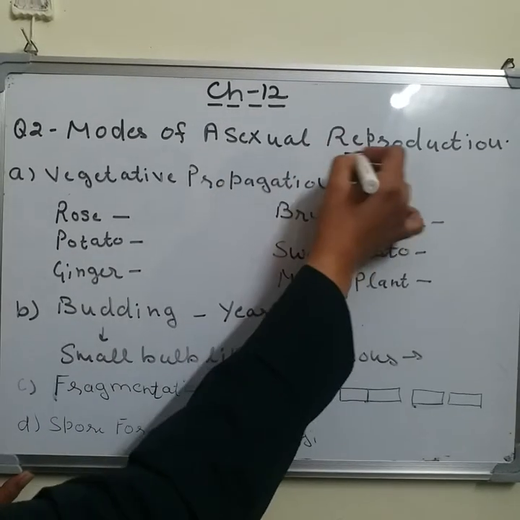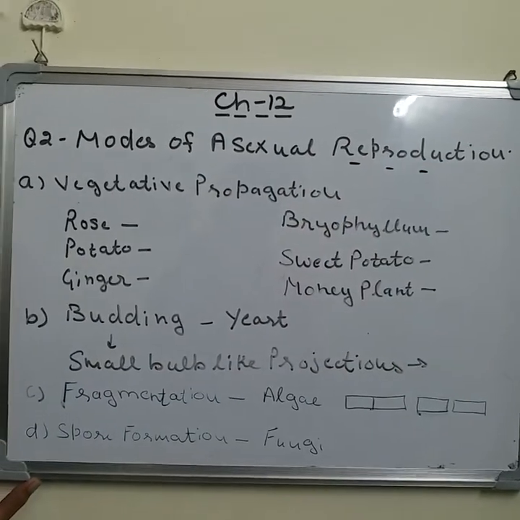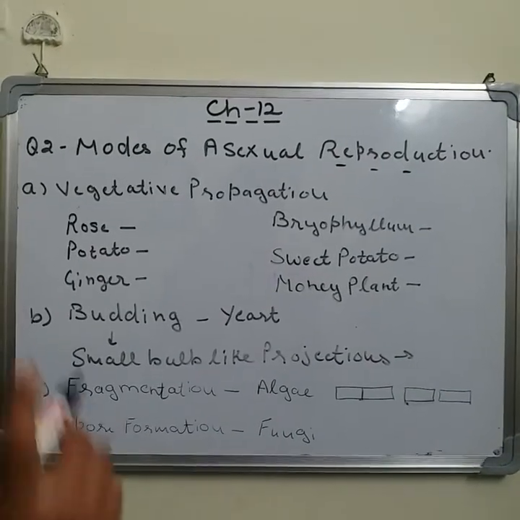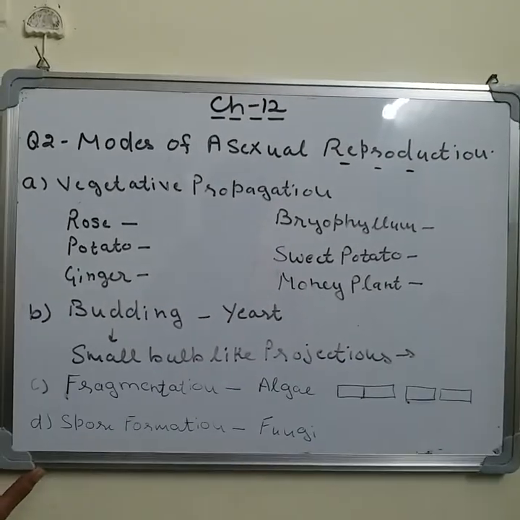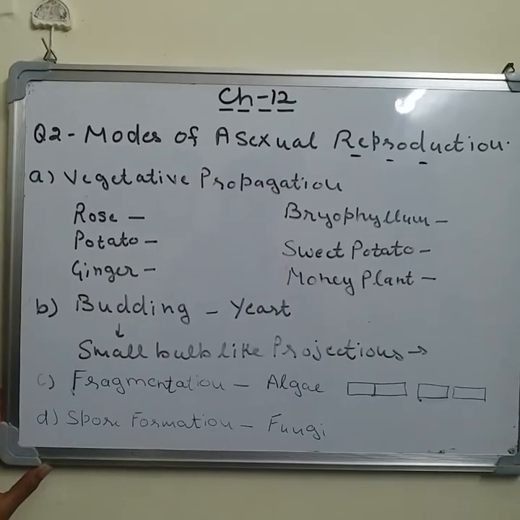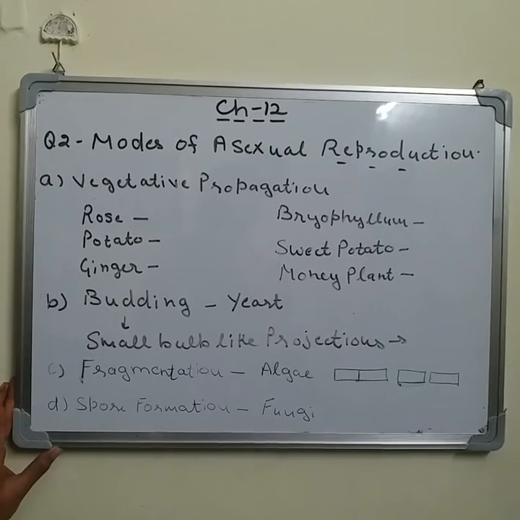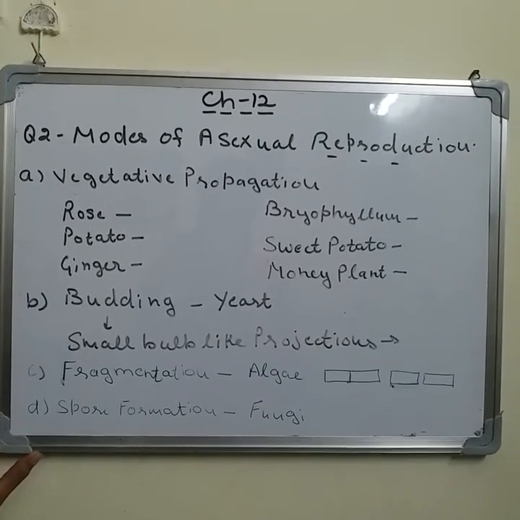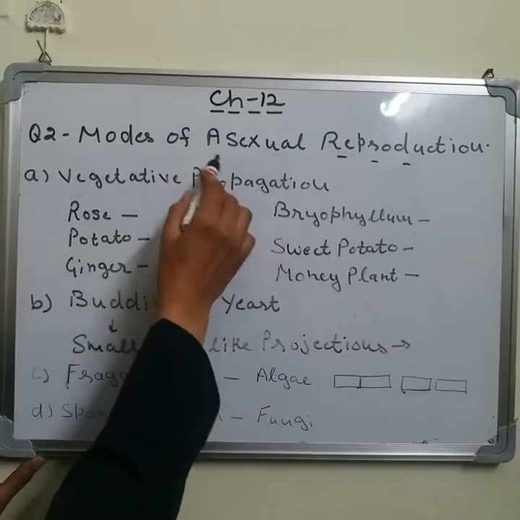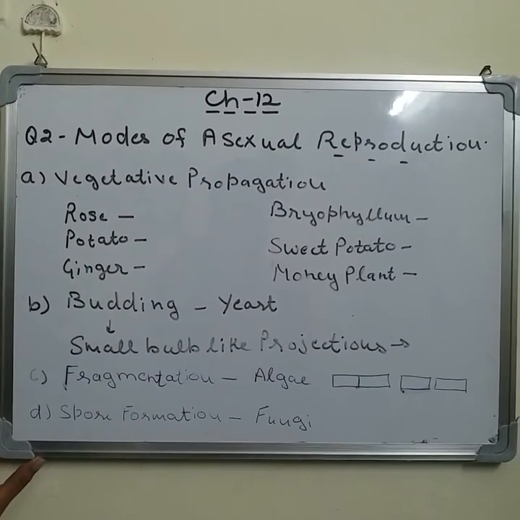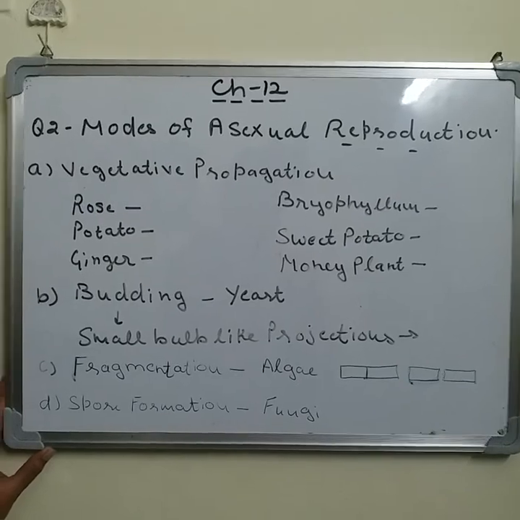When we talk about reproduction, reproduction is of two types: sexual reproduction as well as asexual reproduction. Sexual reproduction means when a new plant grows with the help of seeds. And asexual reproduction means when we grow a new plant without the help of a seed.